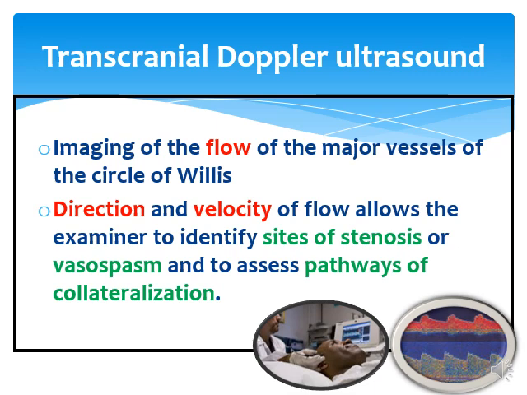Transcranial Doppler ultrasound is the imaging of blood flow in the cerebral vessels, the major vessels and the circle of Willis. We can get information from the direction and the velocity of flow. You can detect the site of stenosis, the vasospasm, and also you can assess the pathway of collateralization.